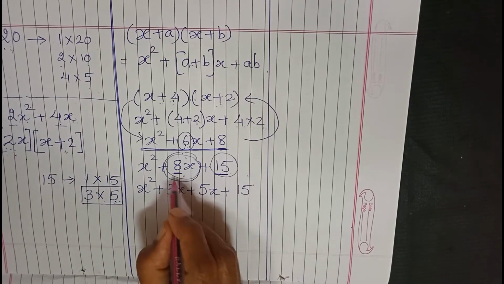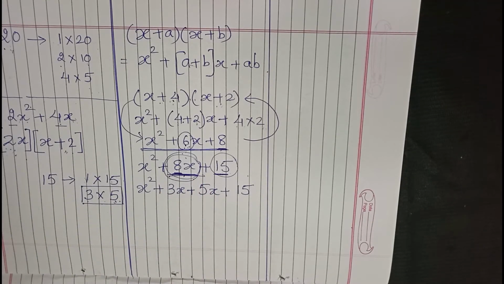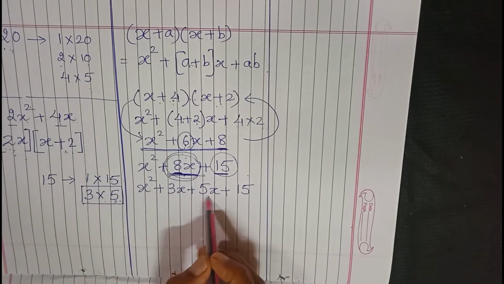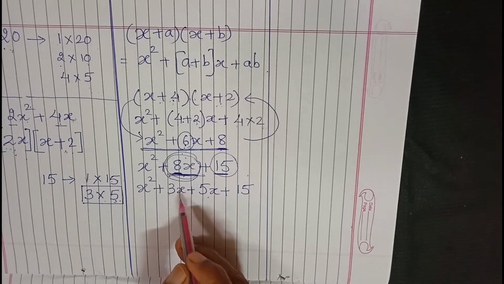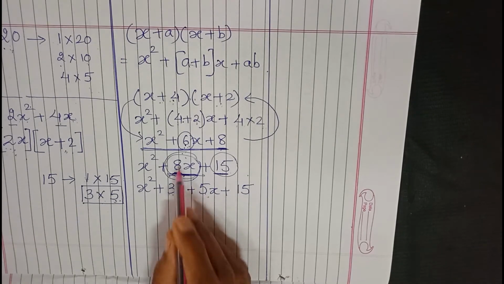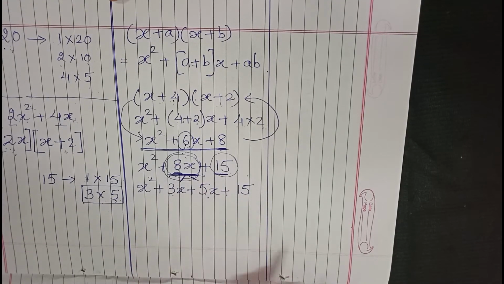We don't make any changes. So where have we made the changes? Only in the middle term, that is 8x. We have split 8x into two parts, 3x plus 5x. So you can see 3x plus 5x is 8x. We have not done any changes, just split 8 into two parts.